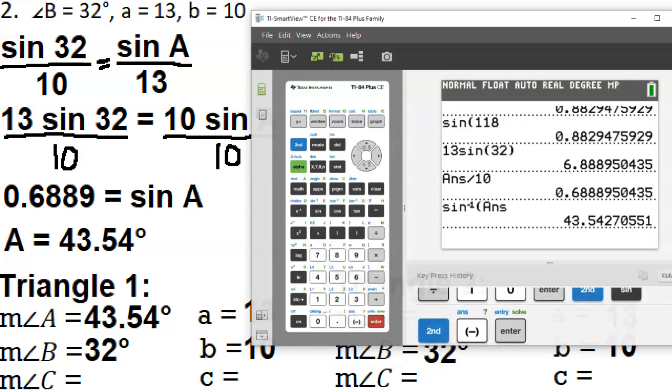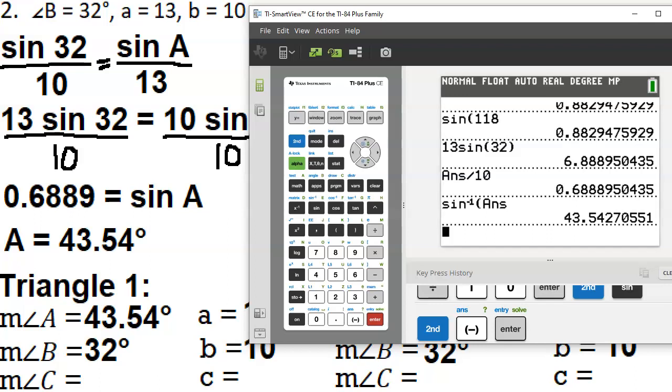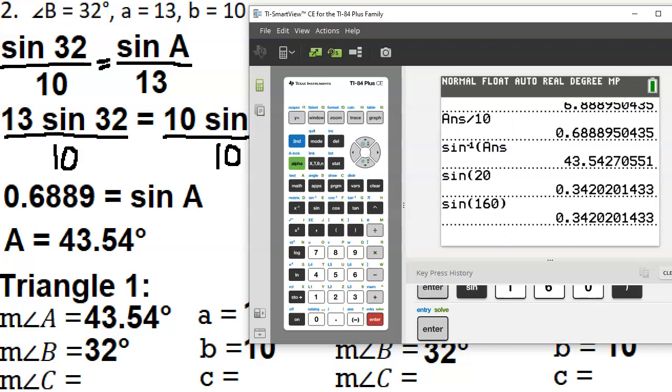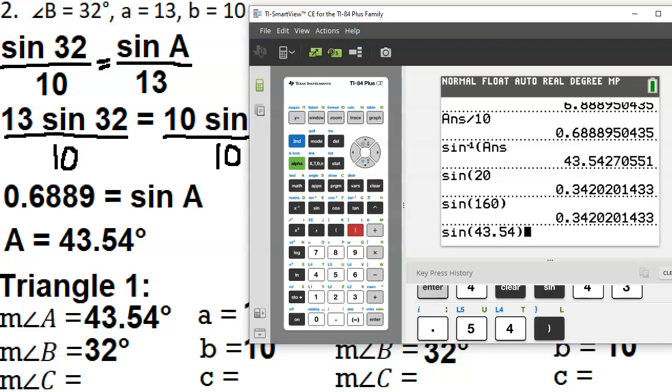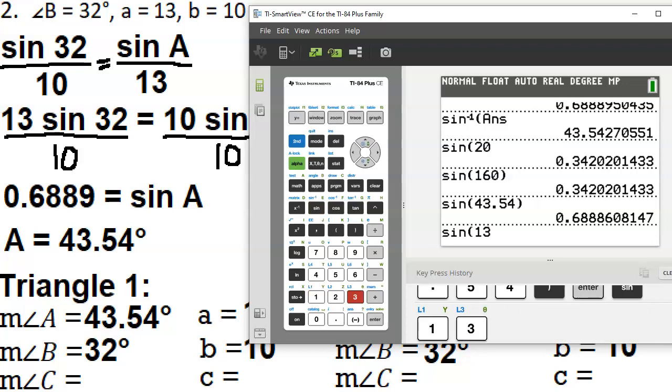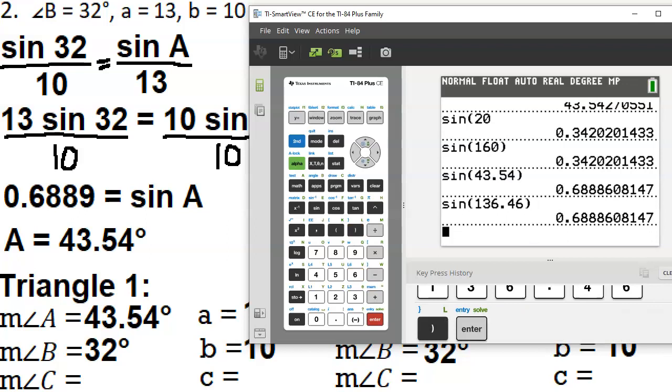All right, so let's get back into the calculator here. So we talked about how if you do the sine of 20 and the sine of 160, you'll get the same answer. Let's try that with what we had earlier. We know that angle A is 43.54. So the sine of 43.54. What if you did the sine of the angle supplementary to that? You know, the angle that would make the pair supplementary. So that would be 136.46. You get exactly the same answer.